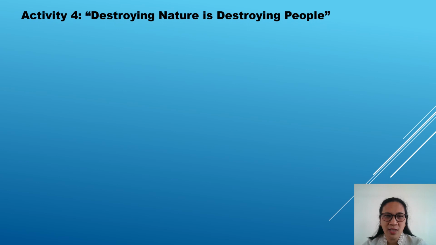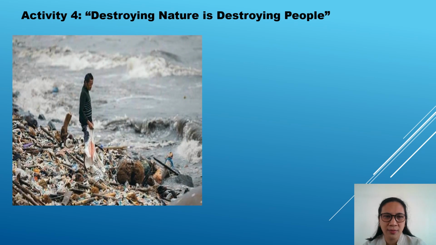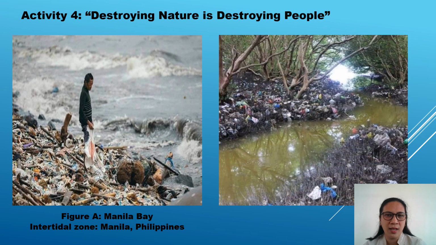Our next activity is destroying nature is destroying people. Take a look at the pictures. Okay, the first picture is in Manila Bay. It is an intertidal zone. How about the next one? It is a dying mangrove estuaries here in the Philippines. What can you say about the pictures presented here?